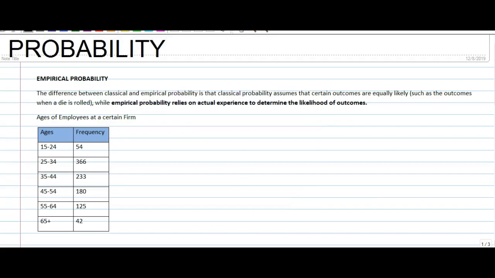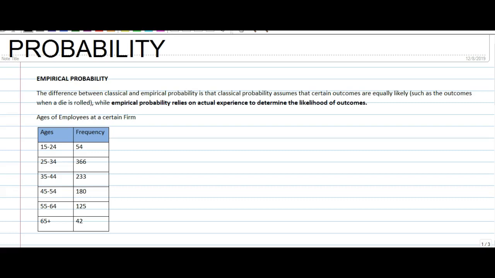All the examples that we've performed so far have been classical or theoretical probability. The difference between theoretical or classical probability and empirical probability, which is what we're going to look at next, is that for the classical or theoretical probability, the experiment does not need to be performed in order to determine the probability, whereas empirical probability relies on the actual results in reference to determining the probability.